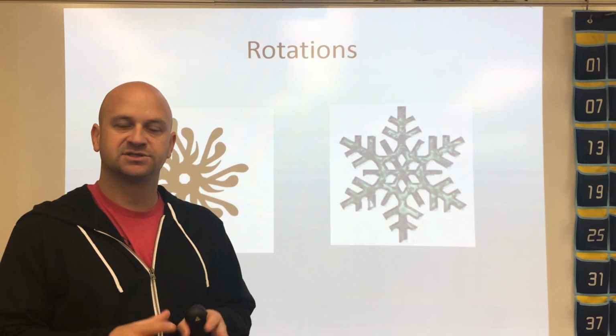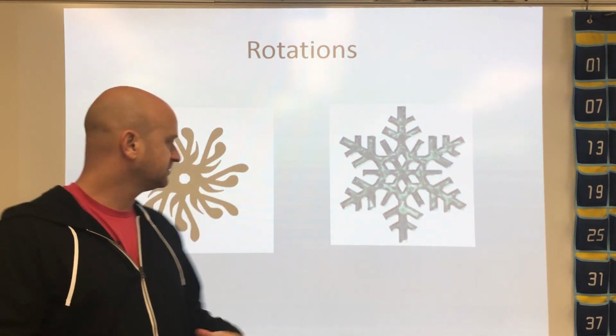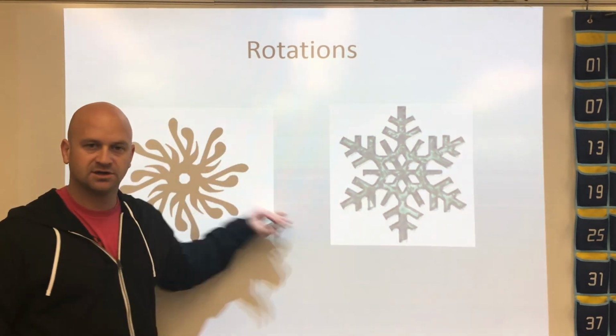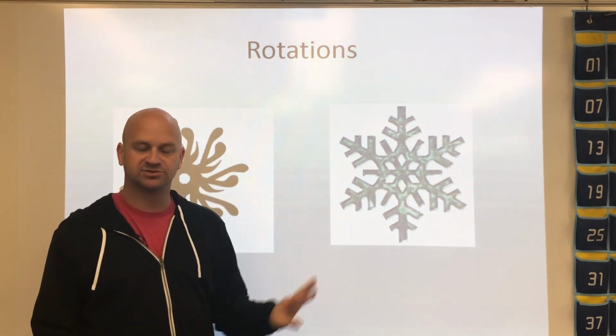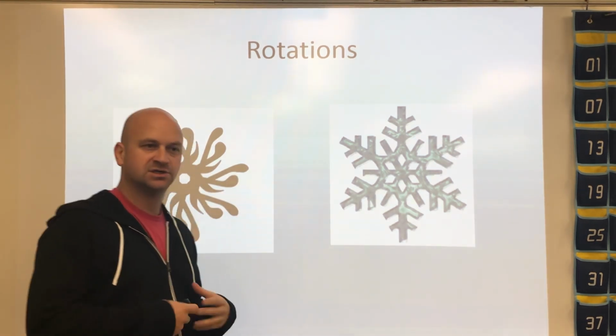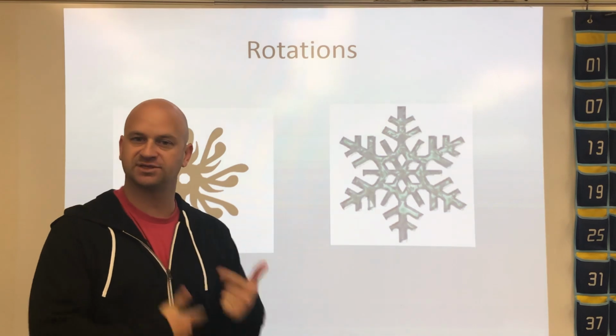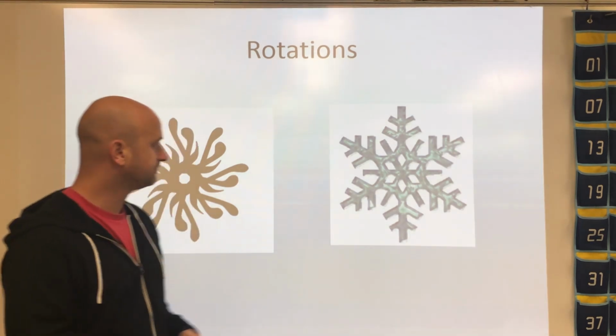In this lesson on transformations, we're going to talk about rotations. I like these two pictures here because they have some type of rotational symmetry, which we're going to talk about at the very end. When we think about rotations, we think about objects that are spinning and going in circles.